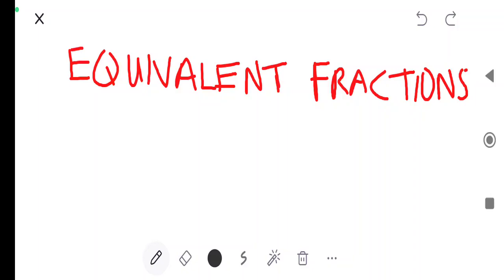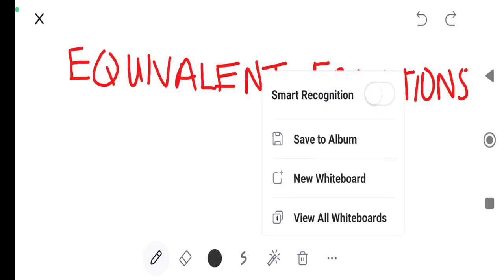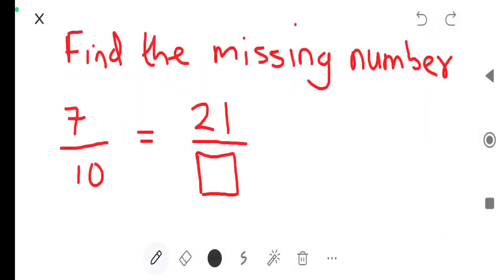Today we are going to continue to solve questions on equivalent fraction. Now we are told to find the missing number. To get the missing number, you can either do multiplication or division. You don't do addition, you don't do subtraction in this topic.